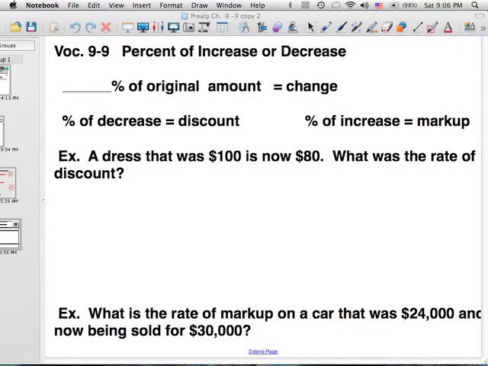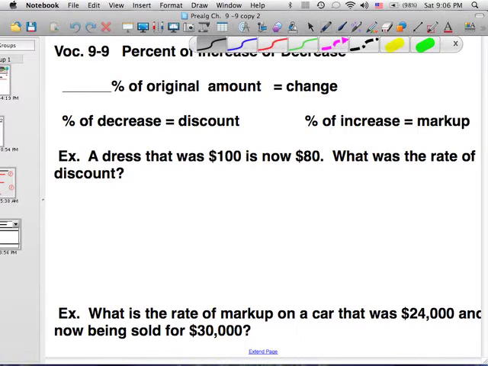And we're basically doing the same equation method. If we're trying to find a percent of increase or decrease, we're missing the percent. So it's going to be X percent of the original amount will equal the change. So if it's a percent of decrease, it's a discount. And if it's a percent of increase, it's a markup.